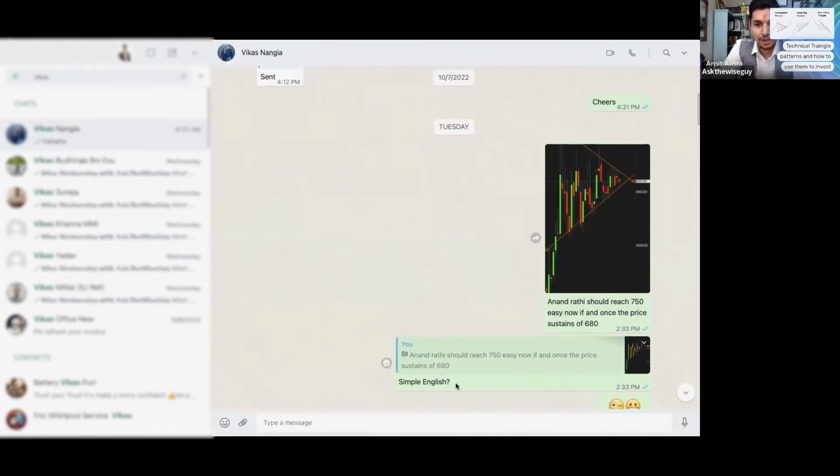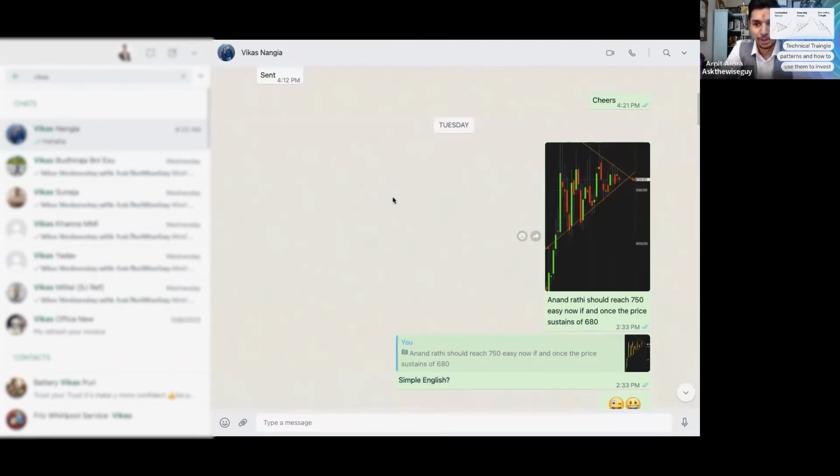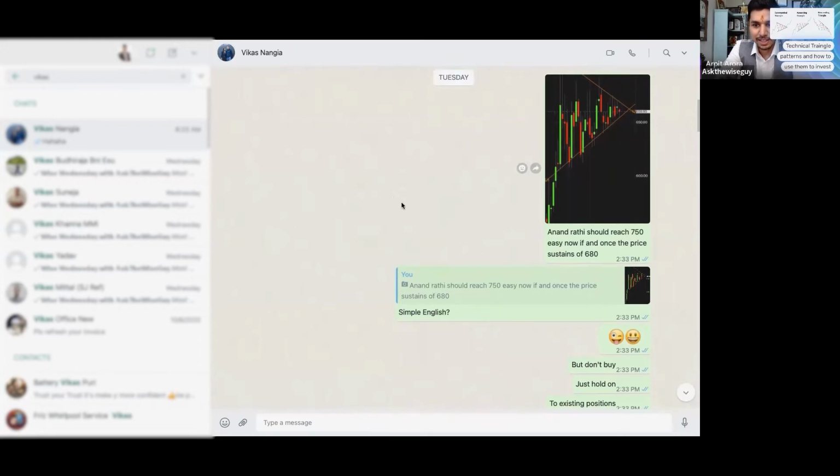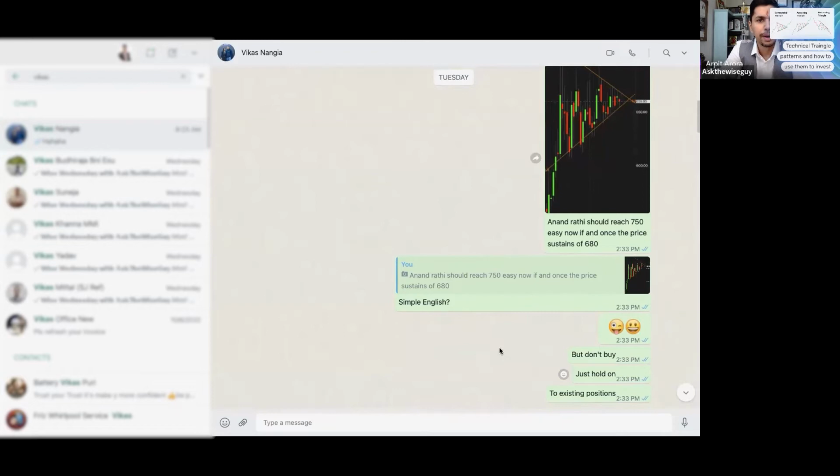And I was joking with him, simple English, because he doesn't understand the technical terms that I use. So this time I said, simple English में अब तो समझ में आ गया होगा. I said, but don't buy, just hold on if you have existing positions, because in the past sometime we discussed to buy this stock.